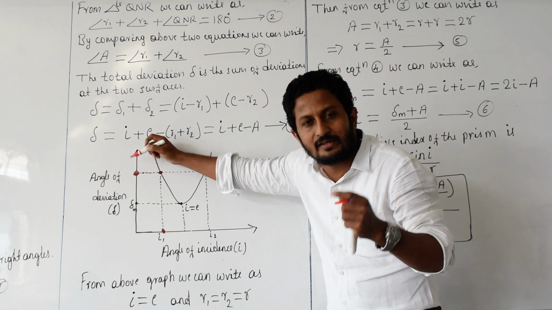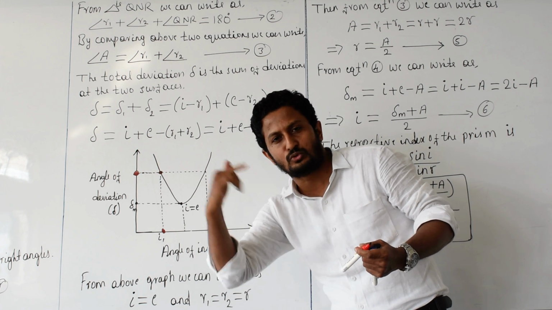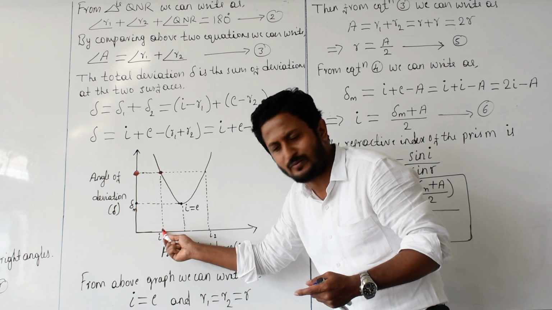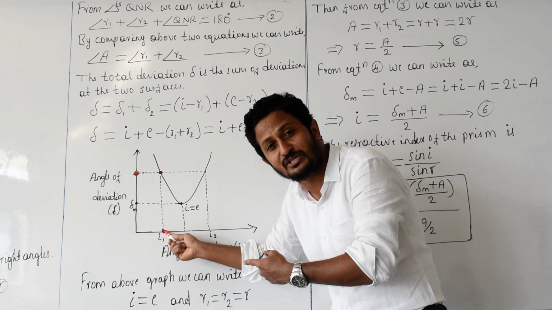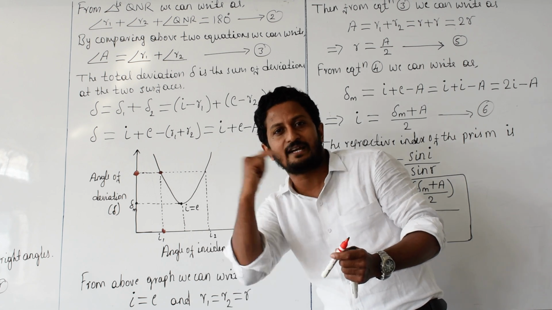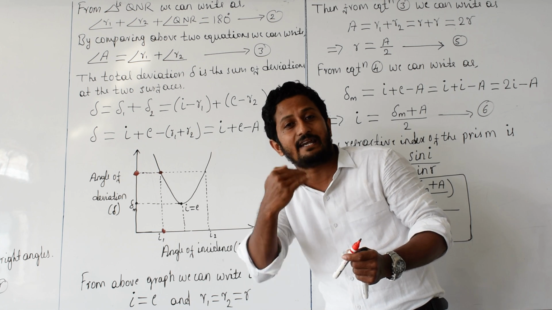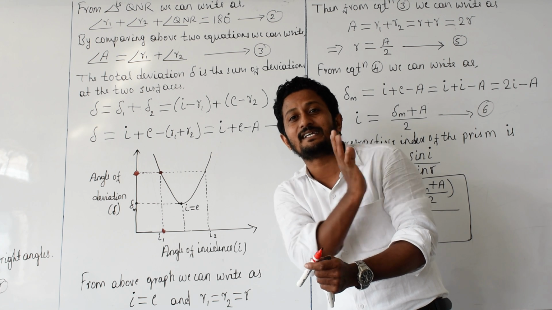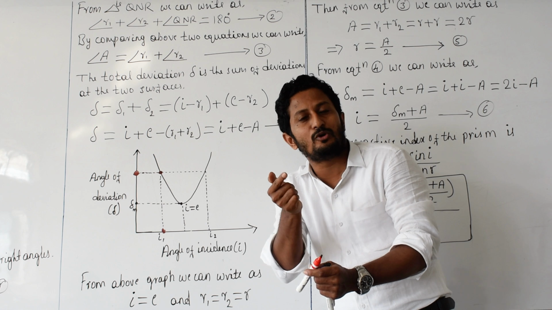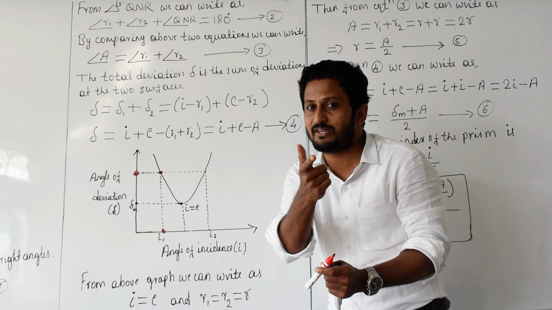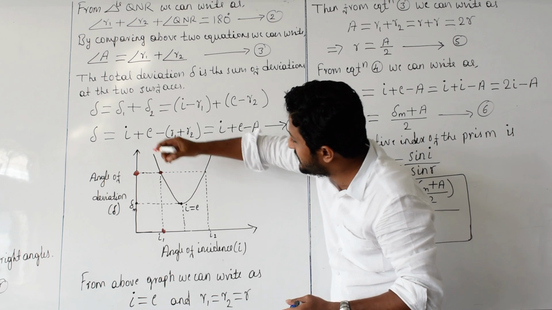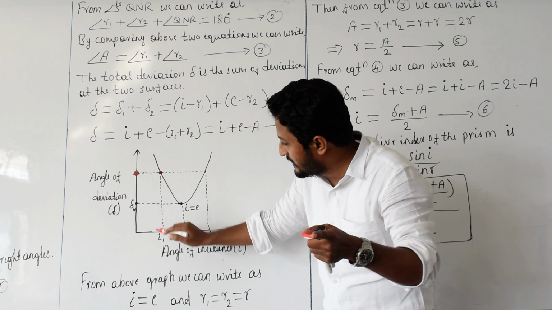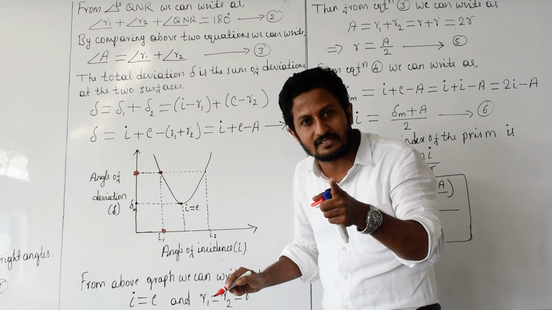If you send light through the prism with this value, it enters the prism, gets refracted, and finally gets refracted from the other side surface. There you will have one angle of deviation. For this deviation, this much is the angle of incidence.